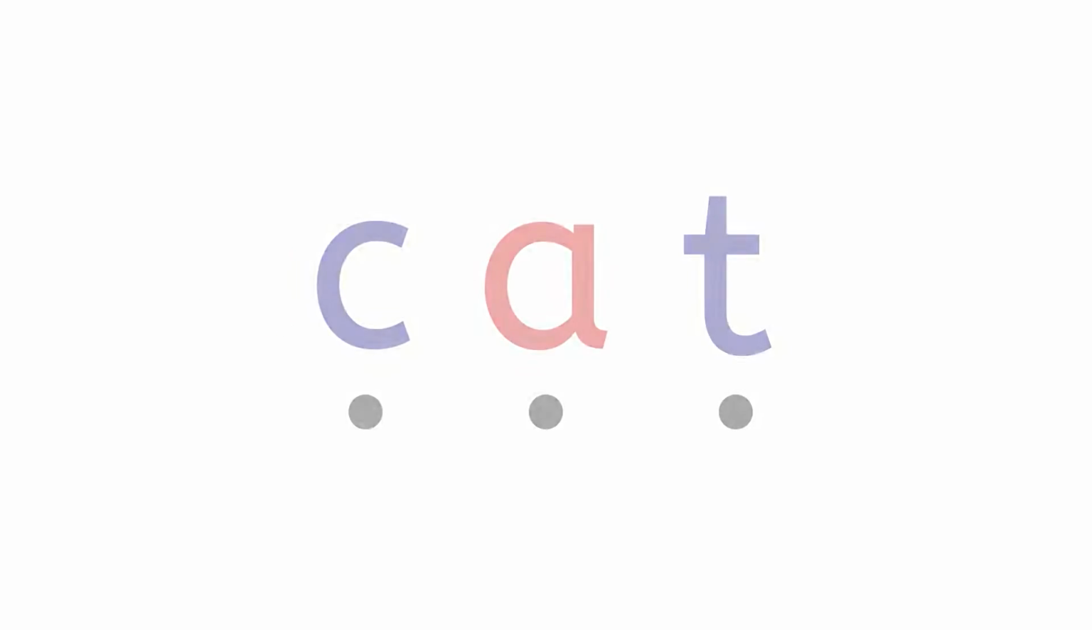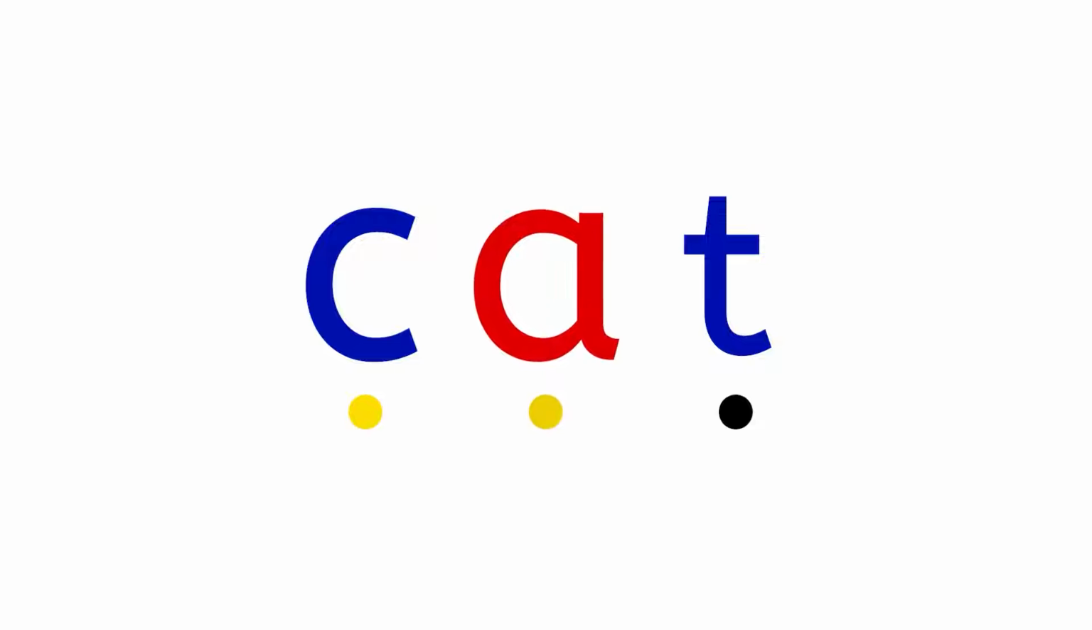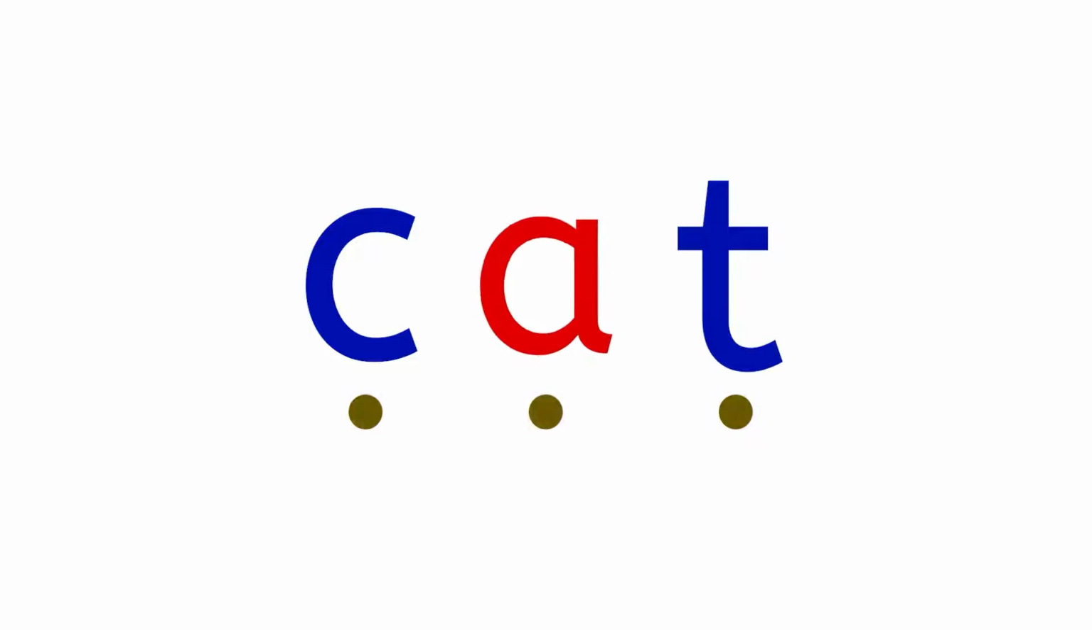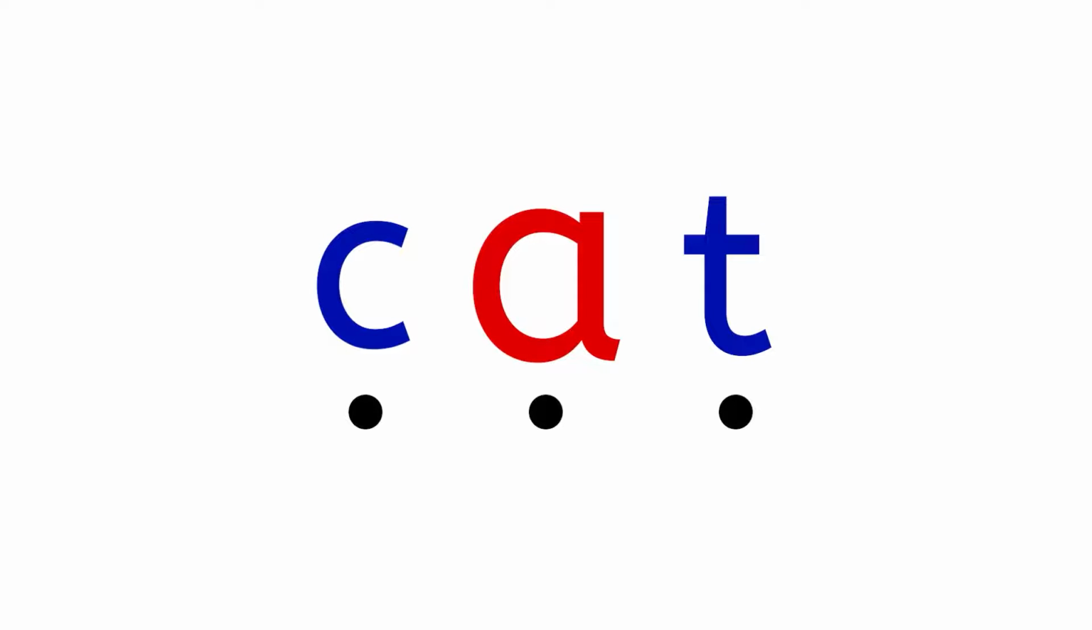Let's think about my cat. I see three letters, C, A, and T. C and T are consonants, so I put them in blue. A is a vowel, so I put it in red. I bet you remember that even though the letter name is A, it also makes the sound A.